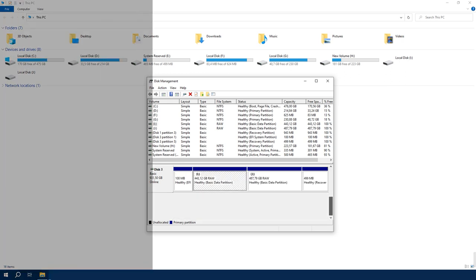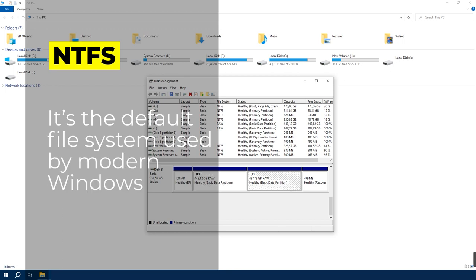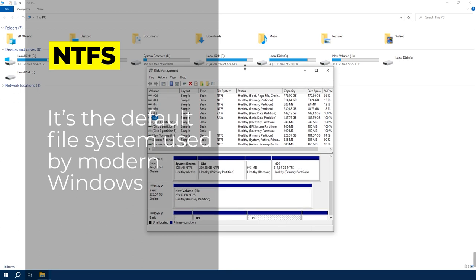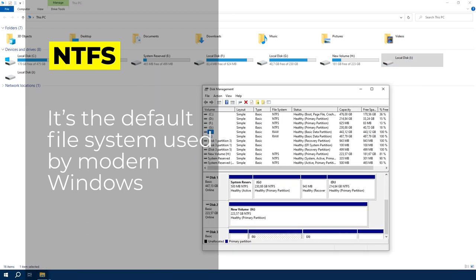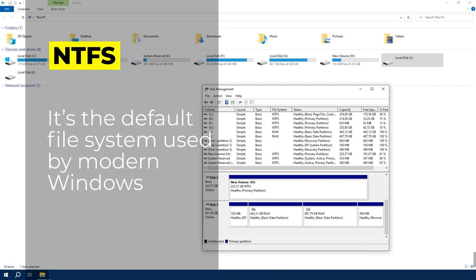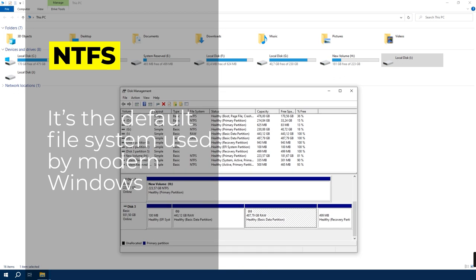But before we move on, let's quickly understand the differences between NTFS and RAW file systems. NTFS stands for New Technology File System, and it's the default file system used by modern Windows operating systems. It offers advanced features like file encryption, compression, and journaling, making it reliable and efficient for everyday use.